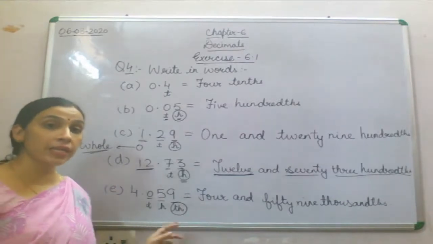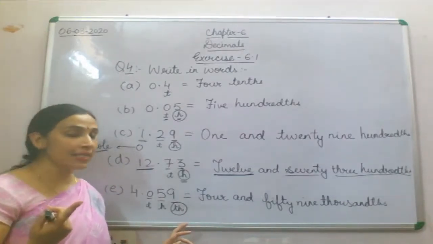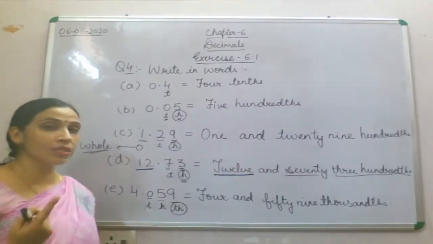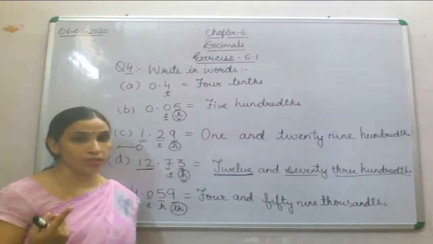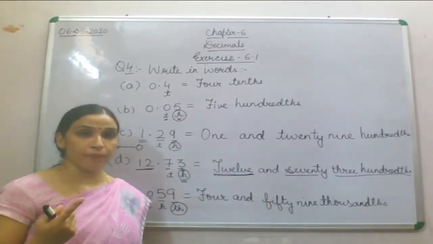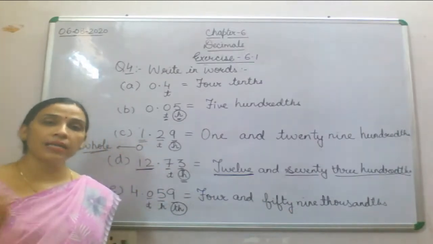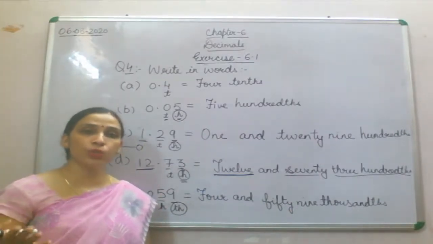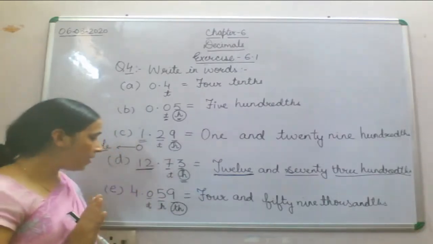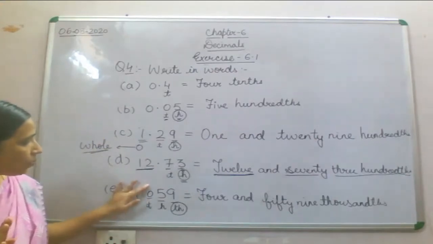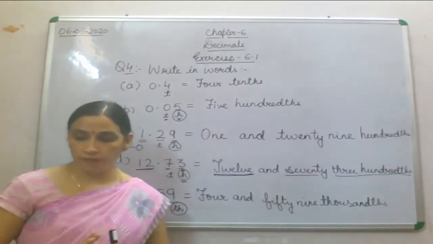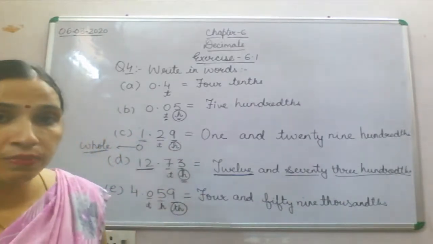Now we'll come to E part, that is 4.059. We have 3 decimal places after the decimal. So we have to find tens, hundreds and thousands. Which is the highest place value? Thousands. So we are going to write this 59 with thousands. Whichever highest place value you have, you are going to use that place value and write it with that. If you had 1 here, then you would write 159 thousands. So that kind of question also we will see.